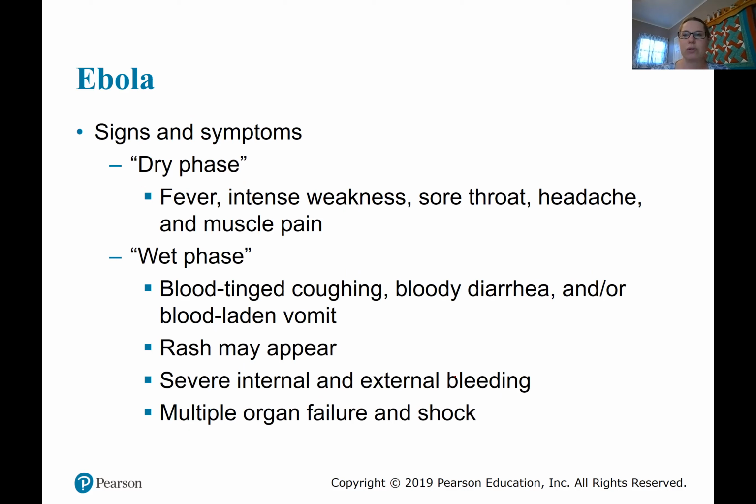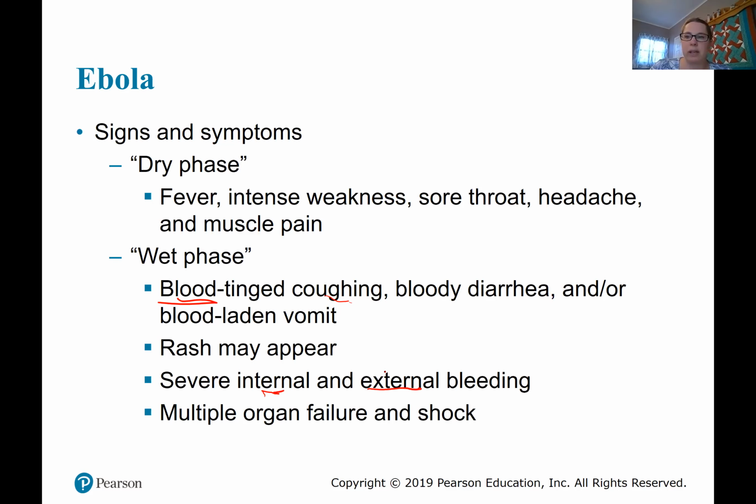But Ebola has two kind of manifestations or two progressive steps in the disease progression. The first one is the dry phase, where there's a lot of weakness, a fever, sore throat, headache, muscle pain type of thing. And then that will progress into the wet phase, which the wet refers to blood. So when they cough, they may get blood coughing up, bloody diarrhea, blood in the vomit, may have a rash, and then eventually there will be severe internal and external bleeding.